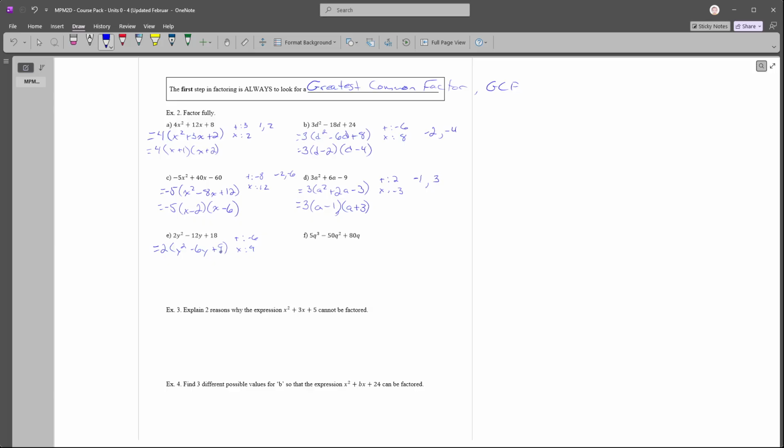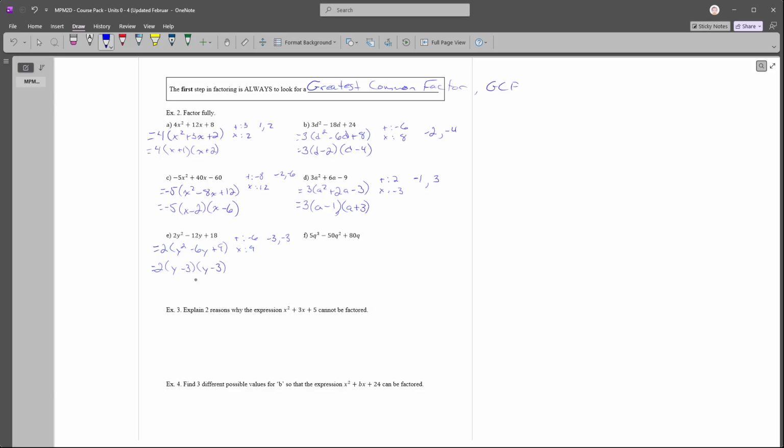1 and 9, no. That doesn't really work at all. 2 doesn't have a multiplier. 3. Oh, 3 and 3. 3 and 3 add to 6, and 3 times 3 is 9. So we're going to end up with negative 3 and negative 3. Okay. So that means we have 2 times square root of the first term, which is y, minus 3, and y minus 3.